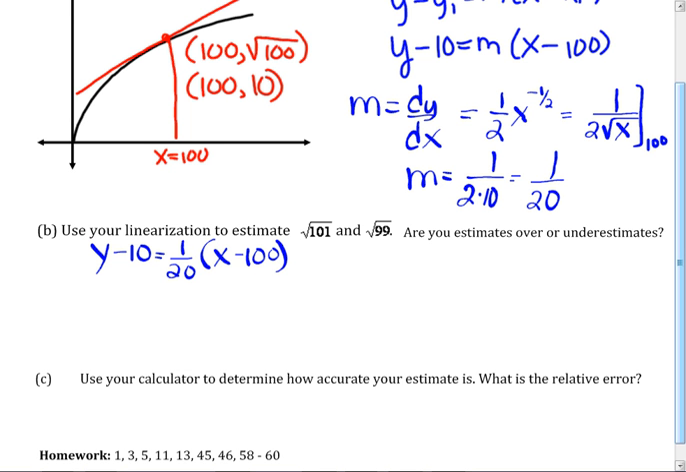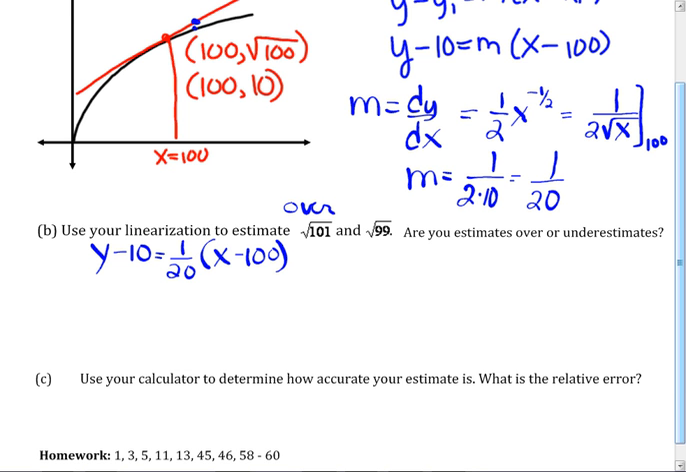Now, if I want to estimate the square root of 101, I'm going to use the tangent line. That's up here. Is that an overestimate or an underestimate? Here's the real one. This is the one on the tangent line. It's not exact, but it's pretty darn close. Is it bigger or smaller? It's bigger. So this is going to be an overestimate for this one.